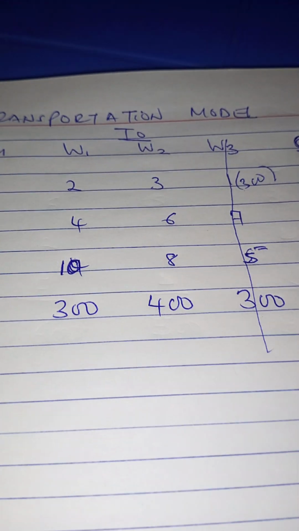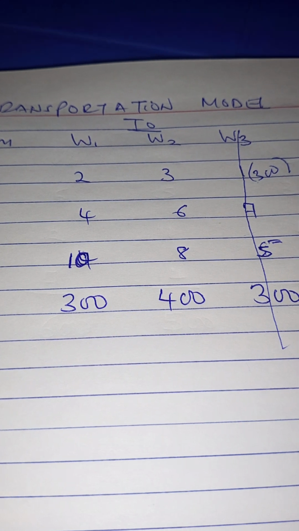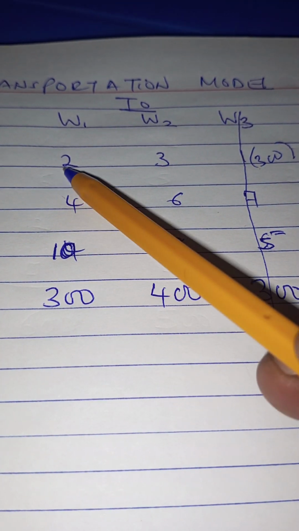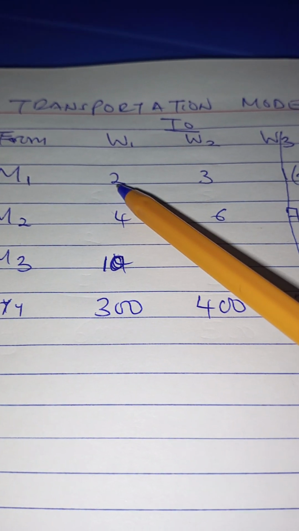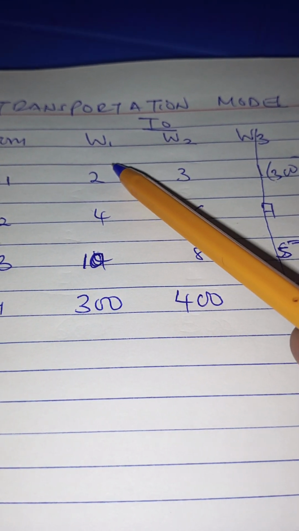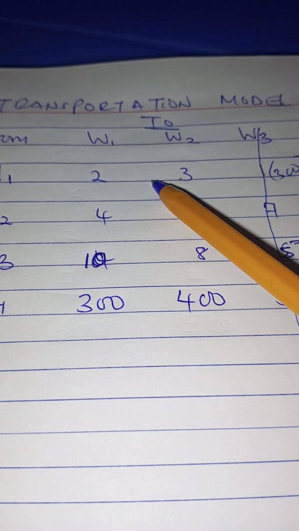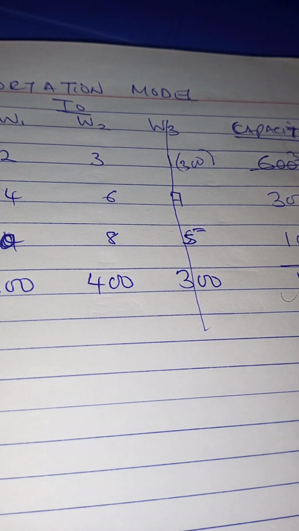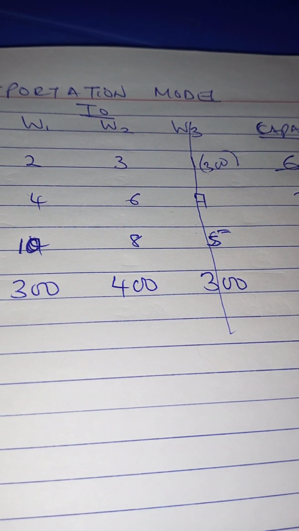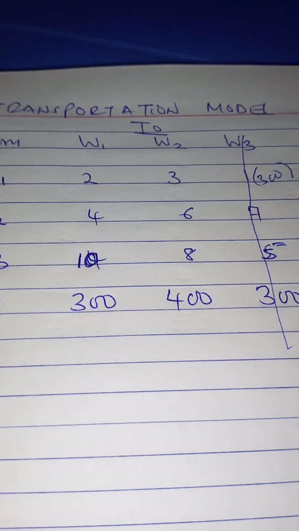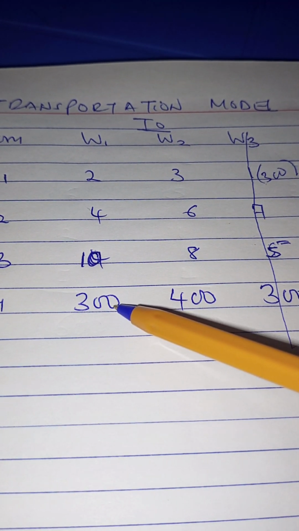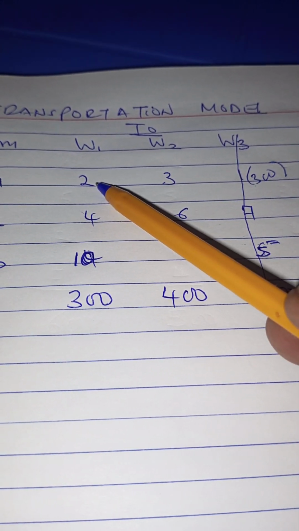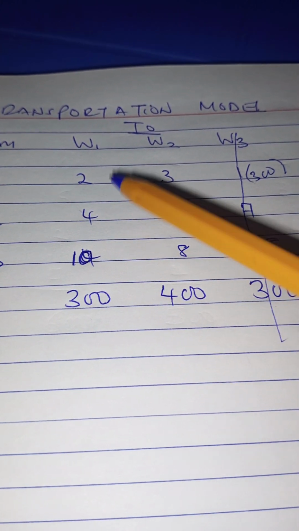The next step is again looking at the lowest cost from the table. We can see the lowest cost again is 2. Therefore, that is transportation of materials from M1 to W1. Looking at the capacity of M1, we have a balance of 300, and we also look at the capacity of W1 being 300. And so we shall assign the balance of 300 from M1 to W1.